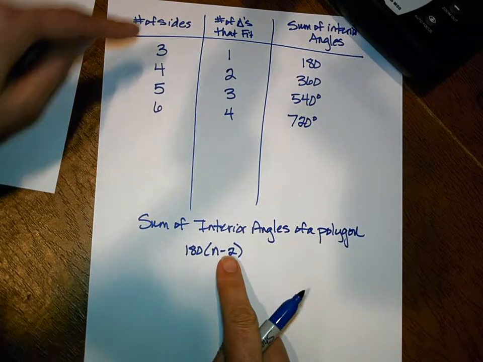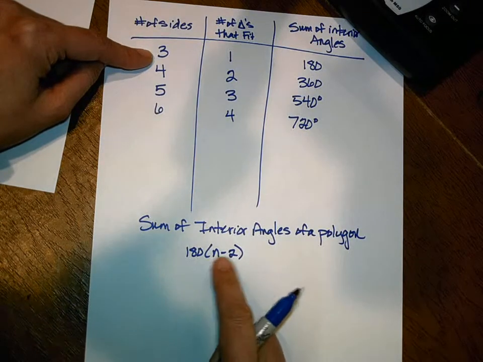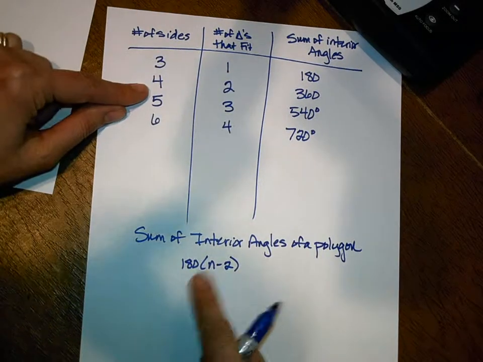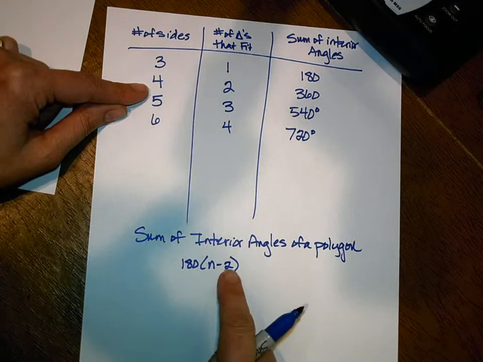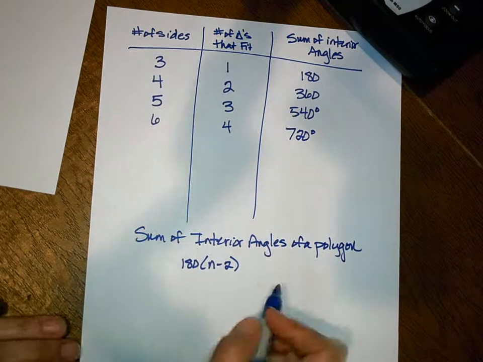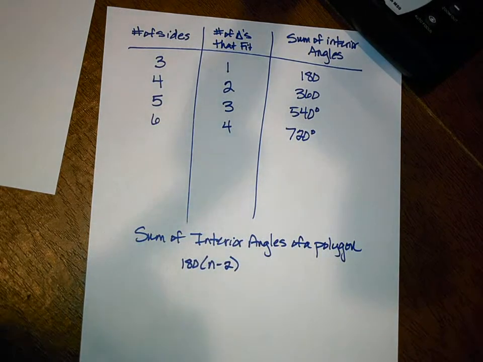Okay? So for a triangle, we plug a 3 in here. 3 minus 2 is 1. 1 times 180 is 180. For a quadrilateral, we'd plug a 4 in right here. 4 minus 2 is 2. 2 times 180 is 360, and so on. And this formula is going to work for you for any polygon.